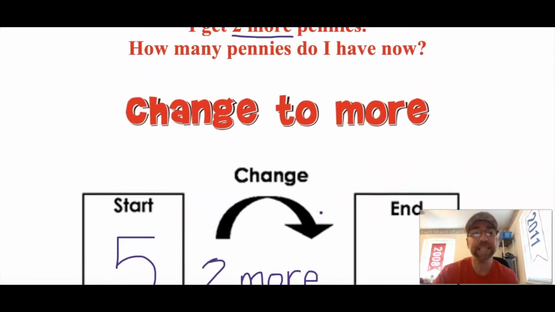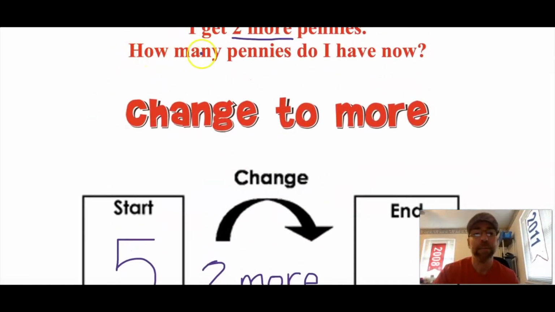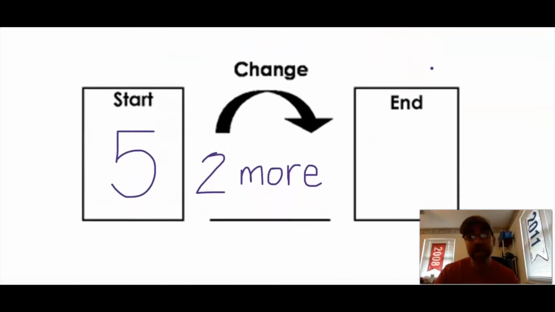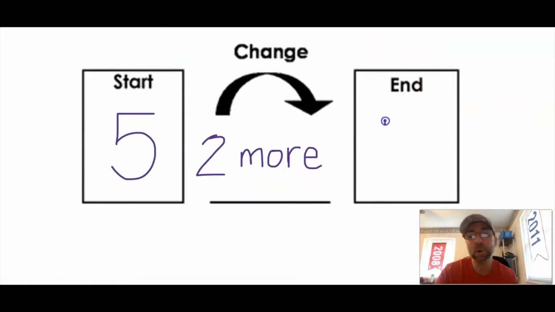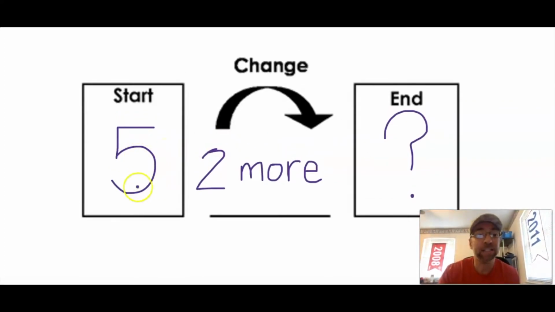Now my story continues. How many pennies do I have now? I don't know. So in my end box, I'm going to put a symbol called a question mark. You learn about question marks in writing class and even in reading. In math, we use a question mark when we don't know the answer yet. So now I started with 5. I got 2 more. How many do I have now?